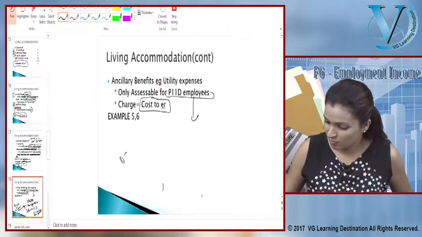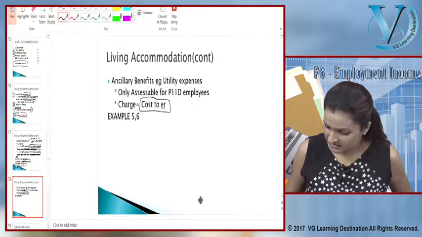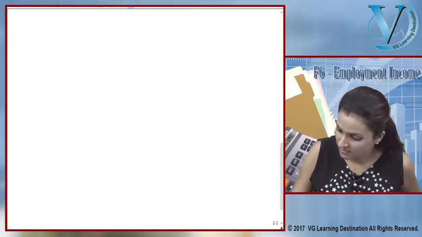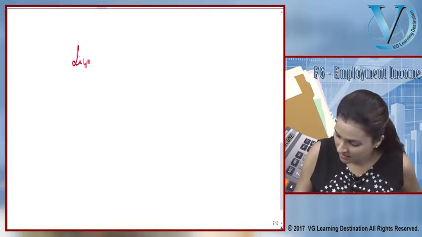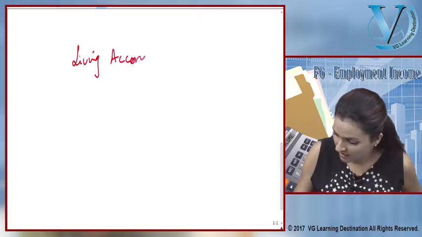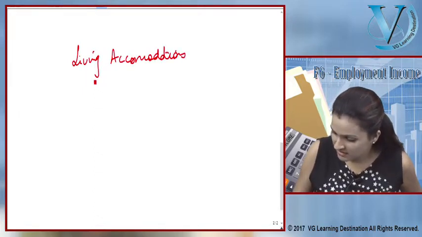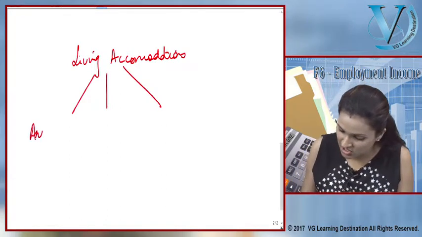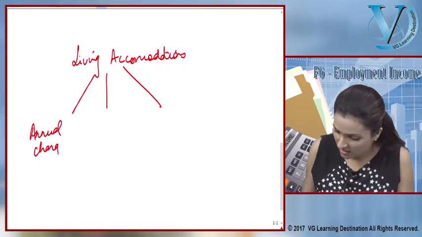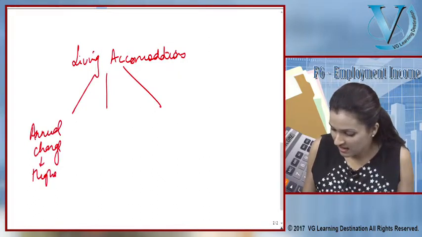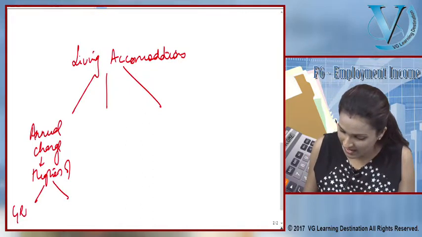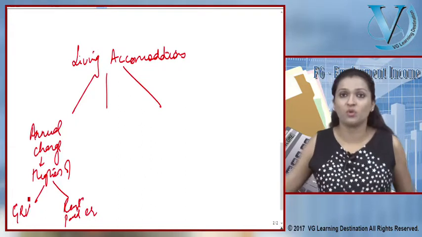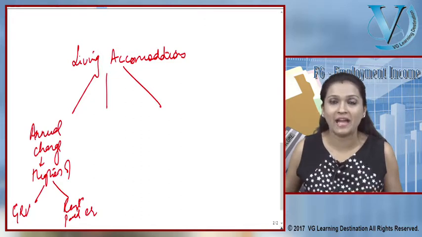Like I said, let me just open the journal quickly for you. Right. So living accommodation charge. There are three types of charges on living accommodation. The first being the annual charge, which is basically the higher of the gross rateable value or the rent paid by the employer. So this is what you would be looking at when considering your annual charge.